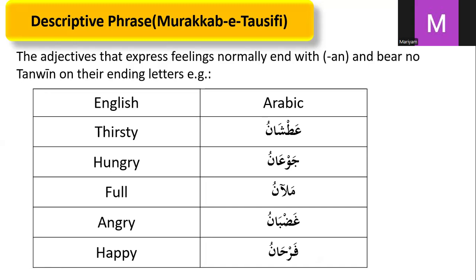So keep this rule in your mind that some adjectives end with only one dhamma. And these are the feelings which we use: thirsty, hungry, full, angry, happy.